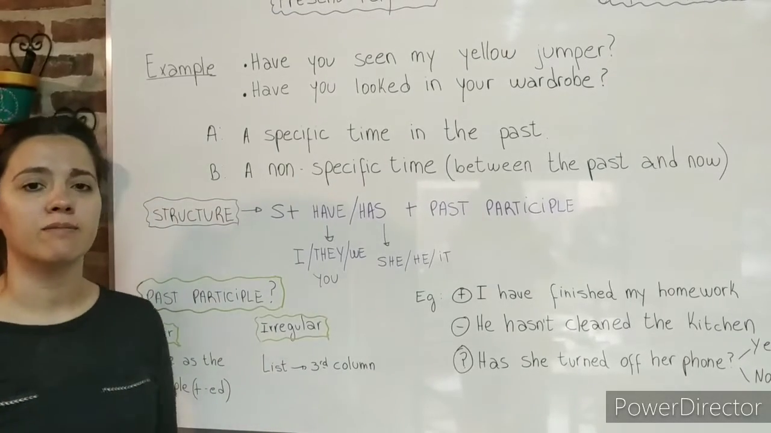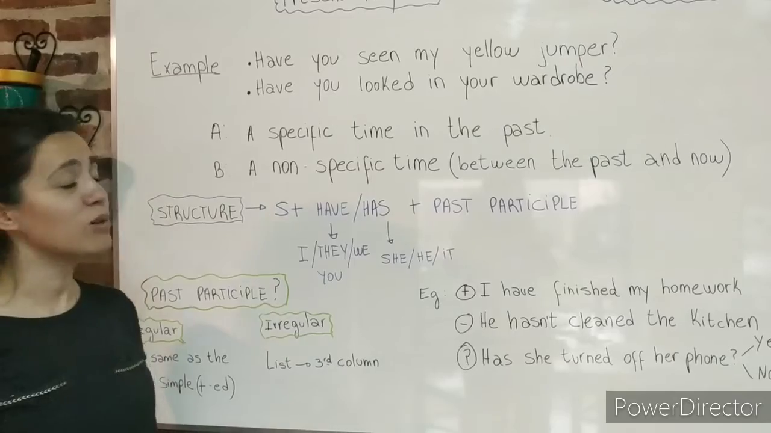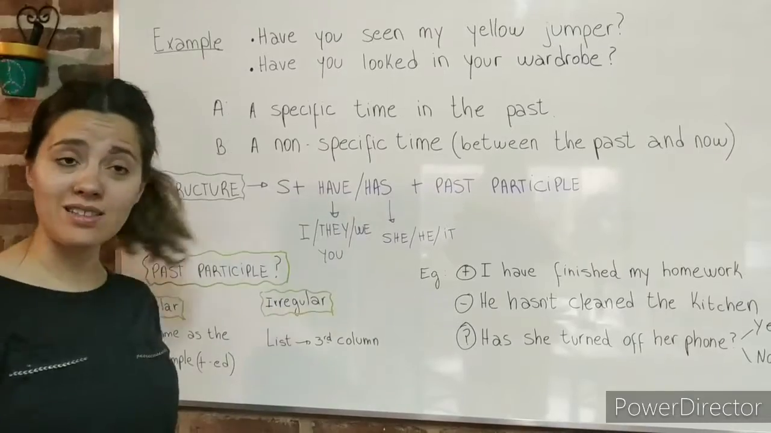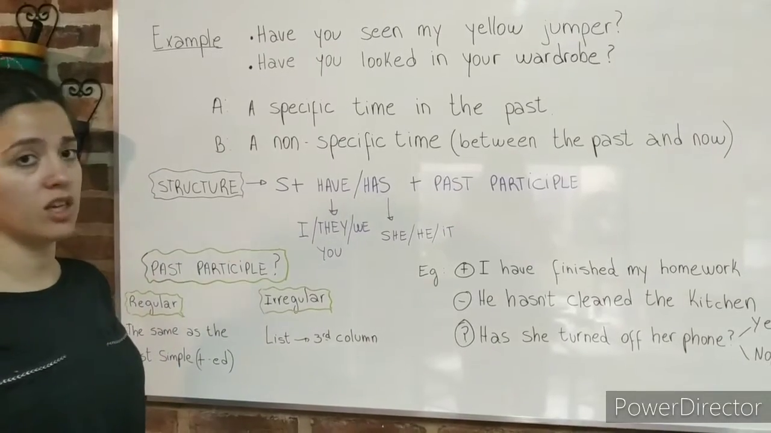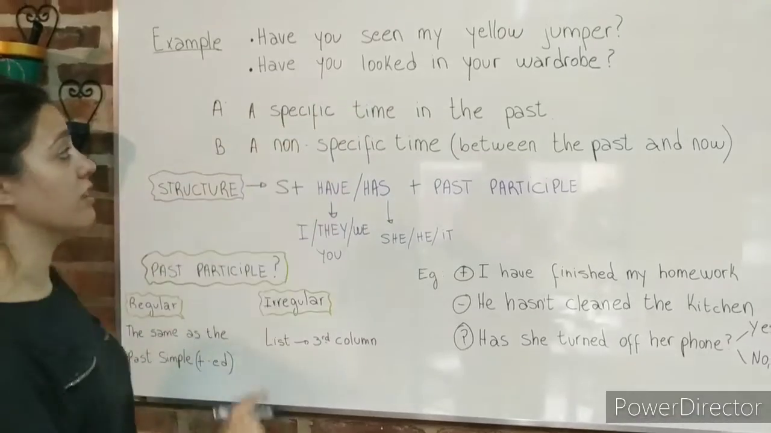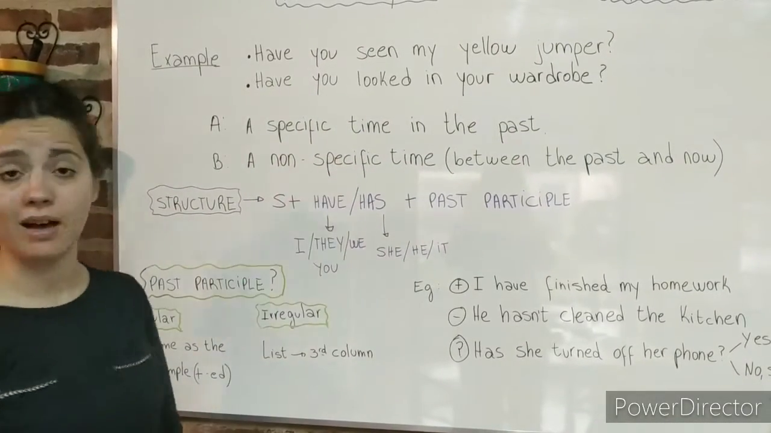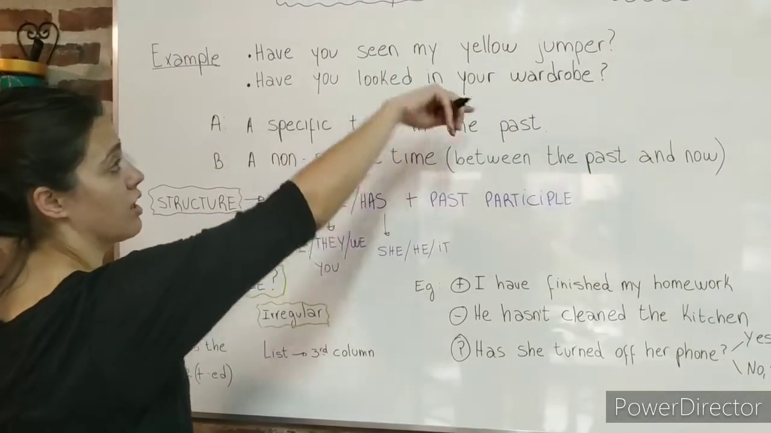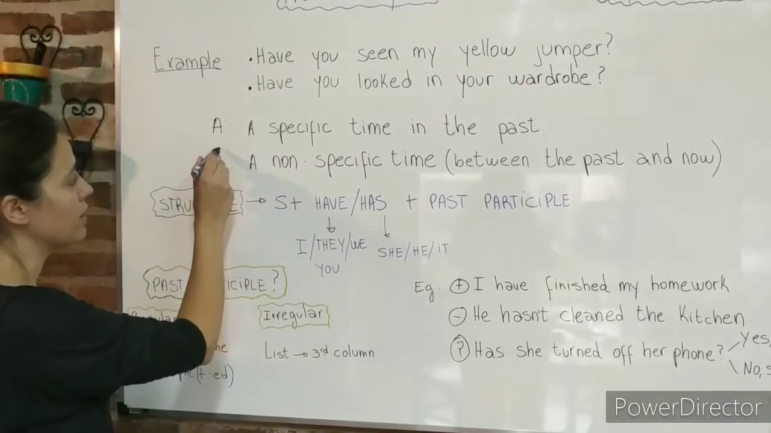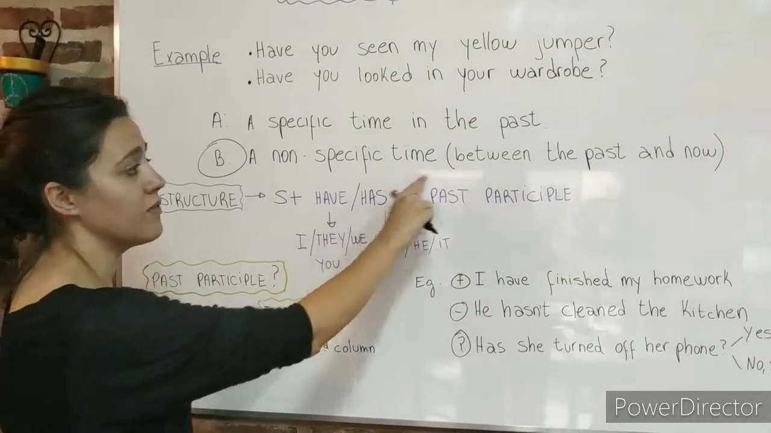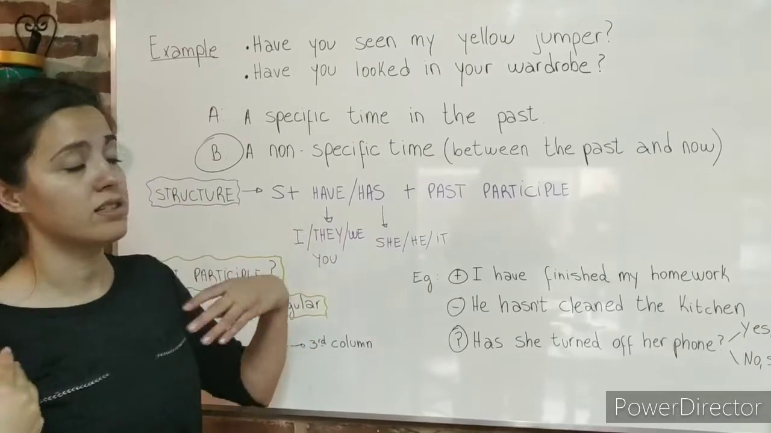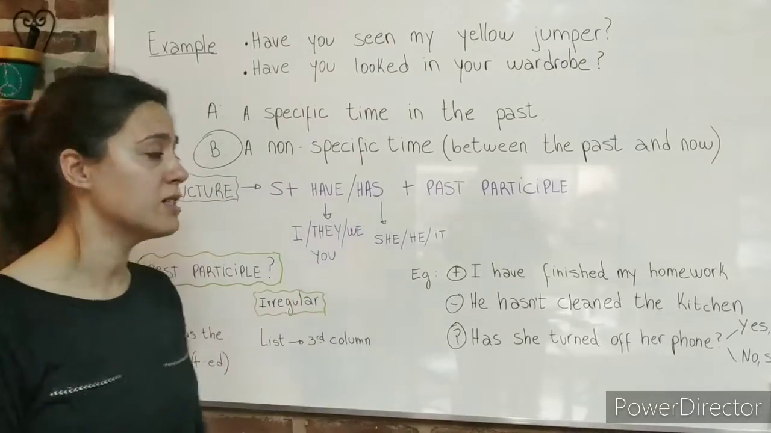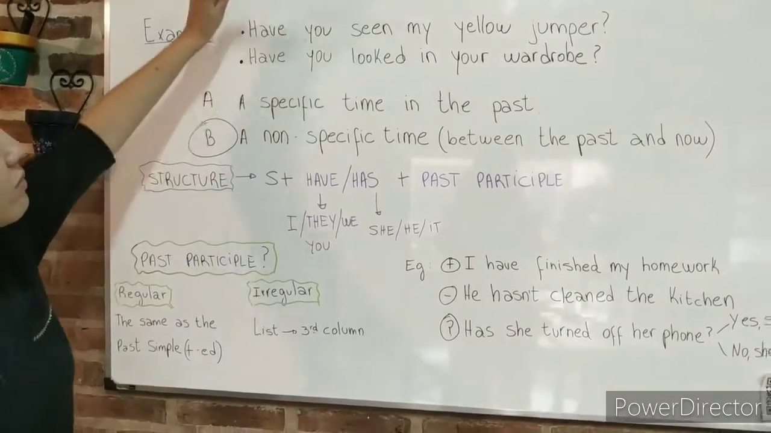Okay, who says A? Raise your hands. Then who says B? Raise your hands. Okay, so, you were right. The ones who say A, it's incorrect. They are not talking about a specific time in the past. We do not know exactly when this happened. So we are going to say that they are about a non-specific time between the past and now. Not somewhere, sometime.